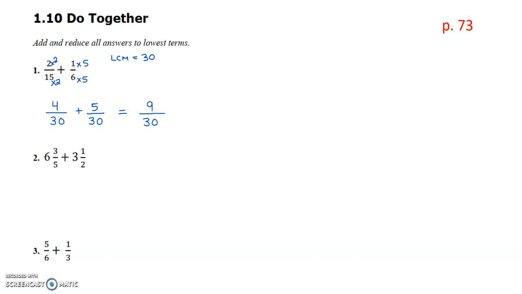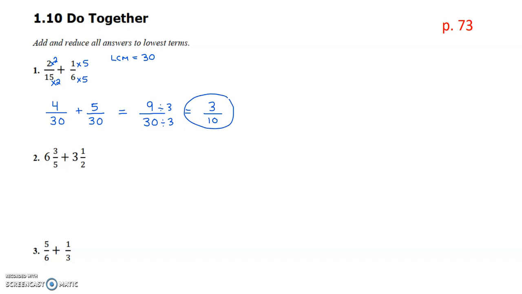And I ask myself, is this fraction in lowest terms? It isn't. I can divide both of these numbers by 3. So I'm going to reduce my fraction now to lowest terms. 9 divided by 3 is 3. 30 divided by 3 is 10. So my final answer is 3/10.